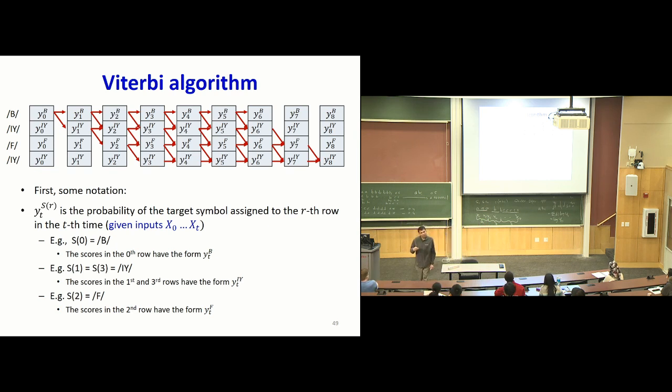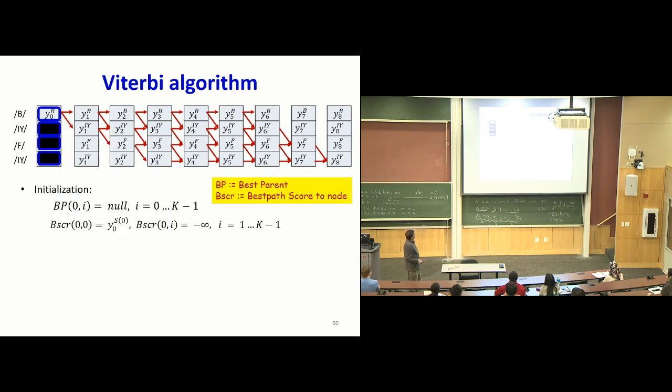And now, here's what we will do. I'm going to compose this graph first. And then once I compose this graph, what is the best parent of this guy? This guy has no parent, so I'm going to say the best parent is null. What is the best path score to this guy? The best path is the node itself. So the best path score is simply the score of the node.